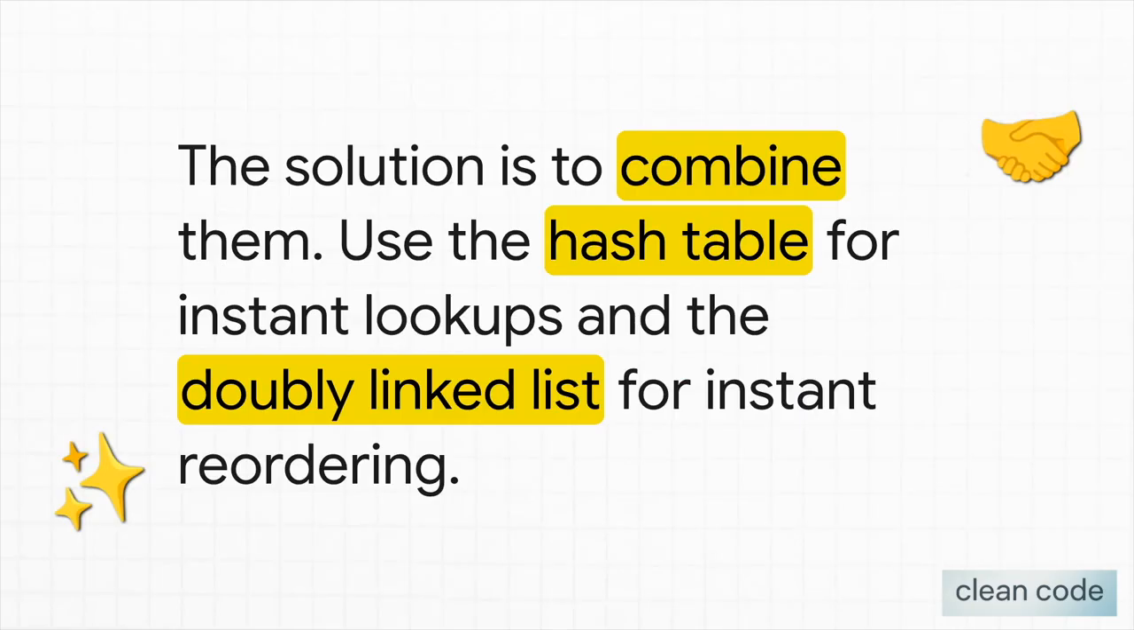And that's it. That is the secret sauce. We don't have to choose one. We use them together. We'll use the hash table for what it's amazing at, instant lookups, and we'll use the doubly linked list for what it's amazing at, instant reordering.